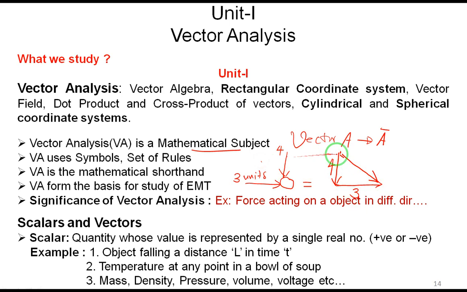Yes, the resultant force. This angle is 90 degrees, so by using the Pythagoras theorem we find that it is 5 units, because the square root of 3 squared plus 4 squared is the square root of 25, that is 5 units. So 5 units of force will be acting on this object. It is not 7 units. Thus vector analysis has its role in analyzing the amount of force acting on an object. I hope it is clear to you.